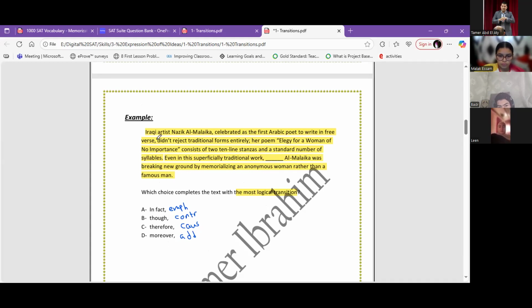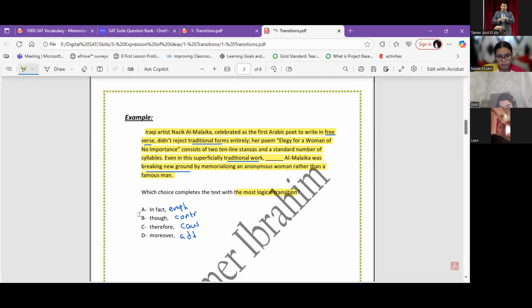He said Iraqi artist Nazik al-Malaika, celebrated as the first Arabic poet to write in free verse, didn't reject traditional forms entirely. Her poem, Elegy for a Woman of No Importance, consists of two 10-line stanzas and a standard number of syllables. So take care, this poet didn't reject traditional forms; she used traditional forms. Even in this superficially traditional work, Al Malaika was breaking new ground by memorializing an anonymous woman rather than a famous man. Tradition, breaking new ground: so this is contradiction. So the answer is going to be though.